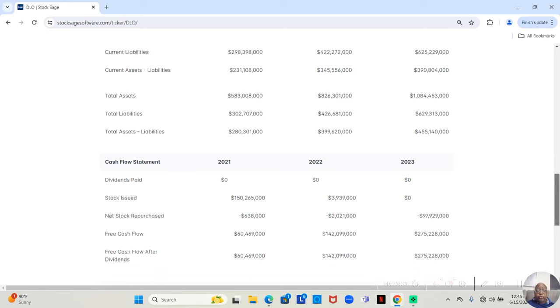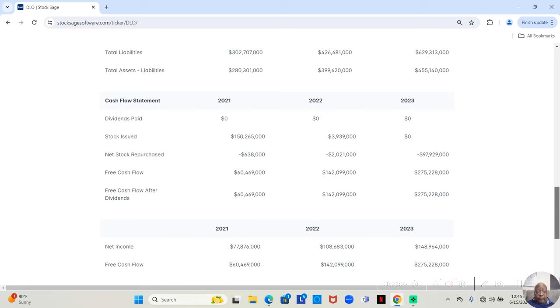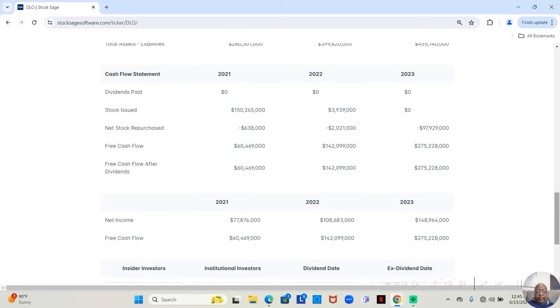Then if we come to the bottom, to the cash flow statement, we see that this company bought back shares of stock for these 3 years. We don't know if it did it for all 5 years, because this is only our front 3 years of information, but it did it for these 3 years.